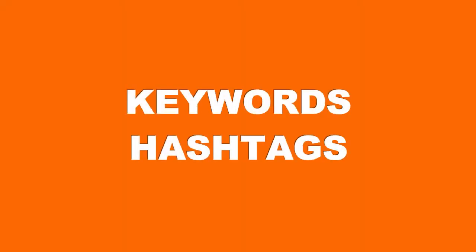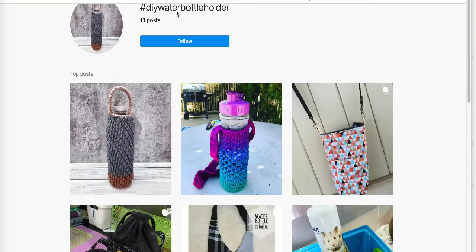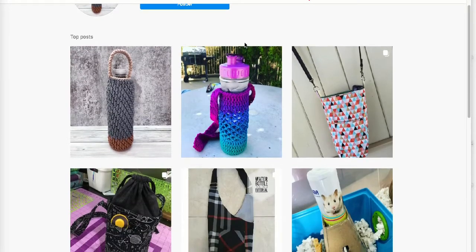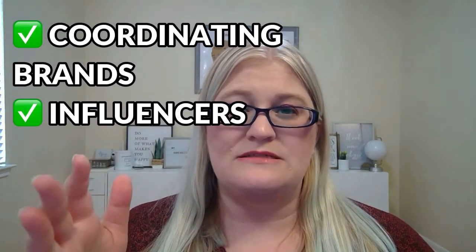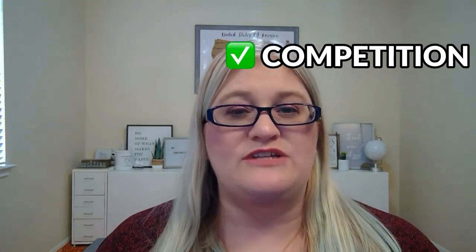Finally, you can search on Instagram, YouTube, or Pinterest with keywords that you would use to describe your product, hashtags that you use. You can even look up do-it-yourself options. So like I can look up do-it-yourself water bottle holders, how to crochet a water bottle holder. There's all sorts of options for that. And then you can even look up specific activities. So for example, for me, I might look up hiking. So any of these things can help you find either coordinating brands, influencers, etc., or your competition. So those are great ways to find your competition and brands that you may want to be tracking.